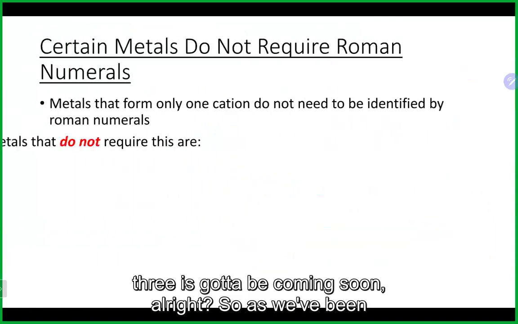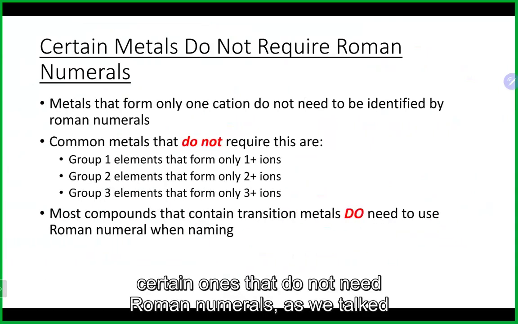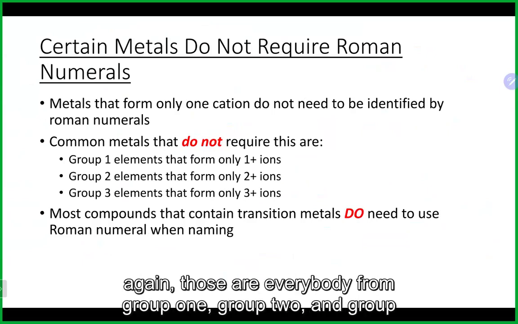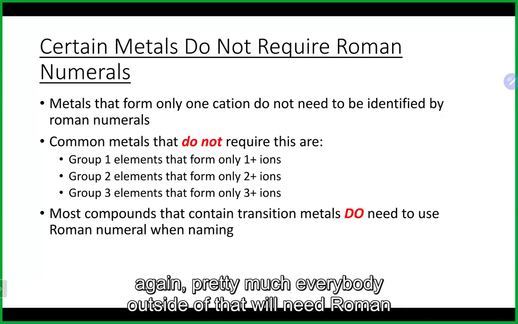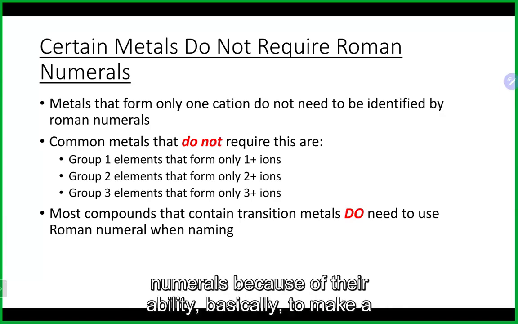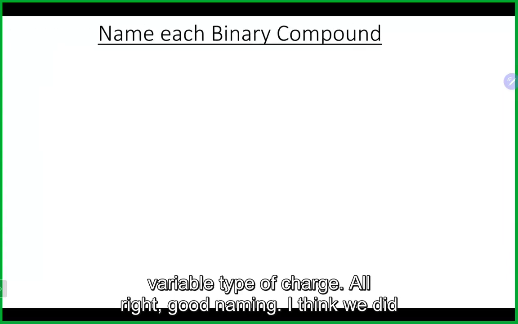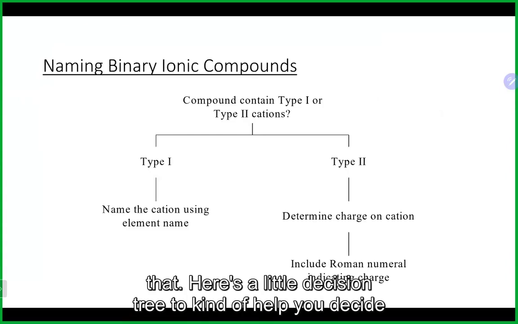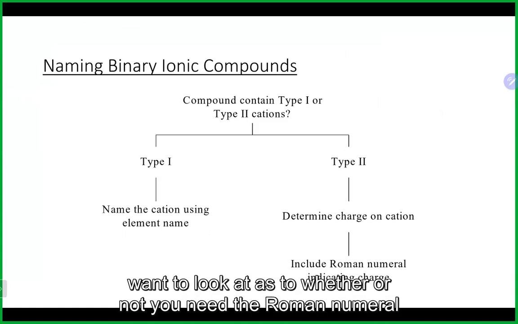All right. So as we've been talking, when we have our metal and non-metals, there are certain ones that do not need Roman numerals, as we talked about, because they have those fixed positive charges. Those are everybody from group 1, group 2, and group 3 on the periodic table, and our zinc, cadmium, and silver. Pretty much everybody outside of that will need Roman numerals because of their ability to make a variable type of charge. All right, good naming. I think we did that. Here's a little decision tree to help you decide which way you should go. Really it's that metal that you want to look at as to whether or not you need the Roman numeral or not.